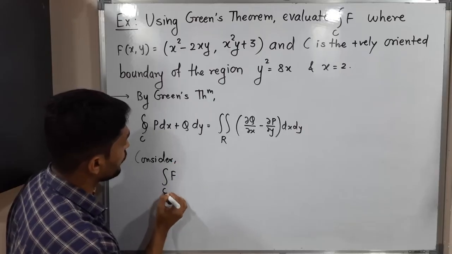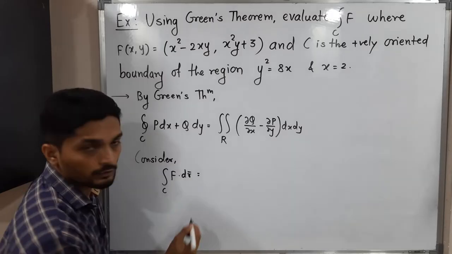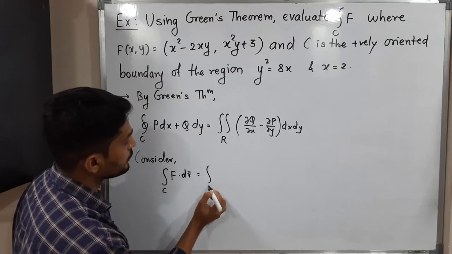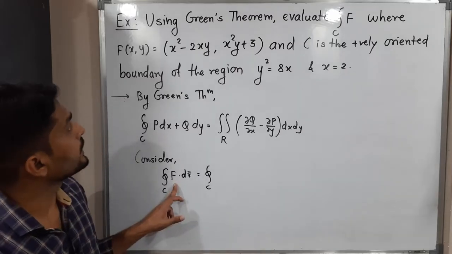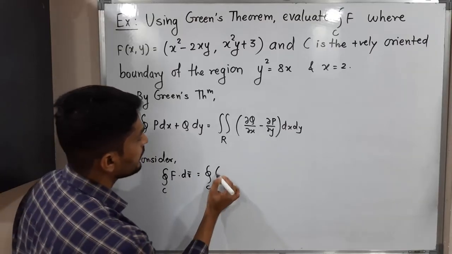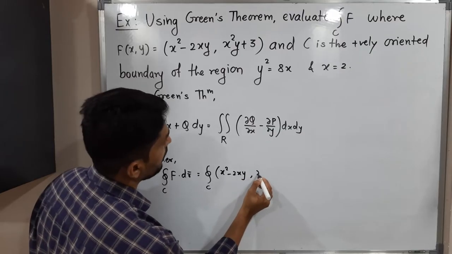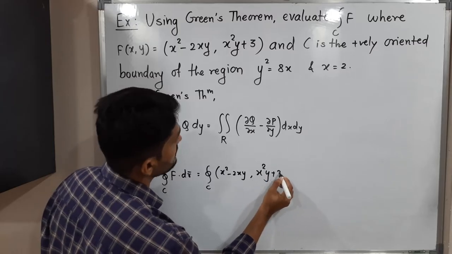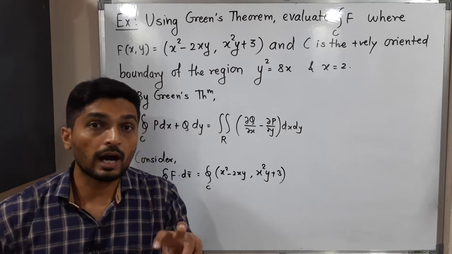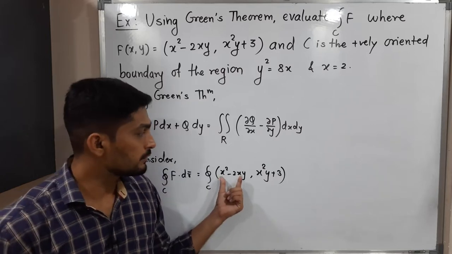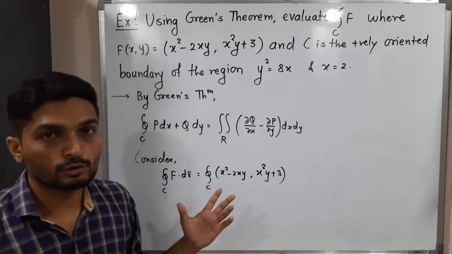Integration of F over C. Actually, integration of F dot dr is there, obviously, and the integration is over a closed curve C. What is the F we have? F is (x square minus 2xy, x square y plus 3). So this is our F. You can write the same thing in terms of i and j also: the first term into i plus the second term into j. Or in terms of brackets also you can write.